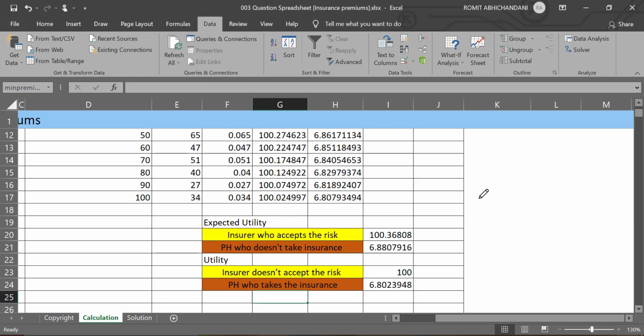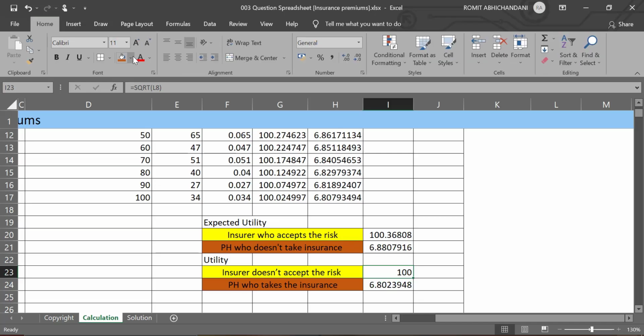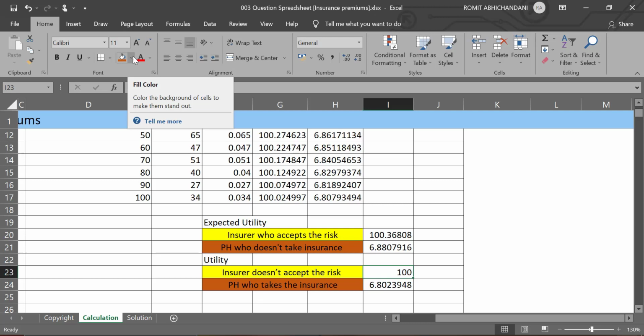This is fairly straightforward. All you need to do is, for the insurer, equate the expected utility and the utility under both the situations. So you'll just apply a goal seek. Let's go to the home menu, I'll tell you from scratch. So you want to goal seek.